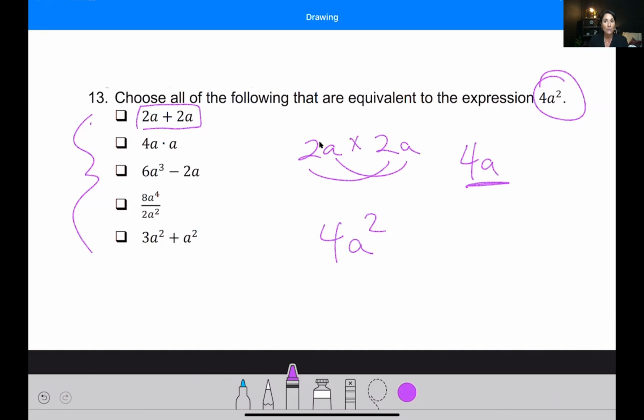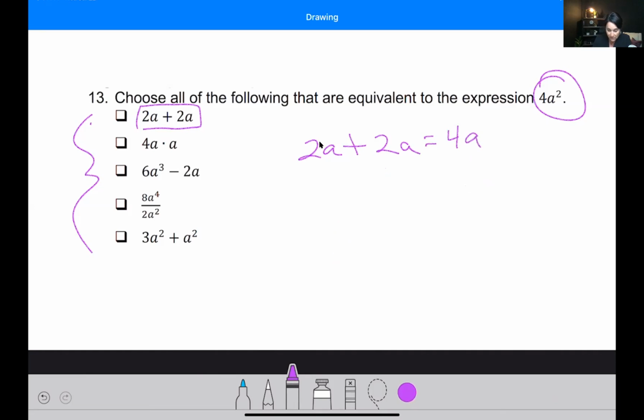In that case, it would be 4a squared, but it's not. It's just 4a because this is not multiplication, it's addition. So number 1 is not the answer, so I'm not going to check it. All right, so 2a plus 2a, let me keep these in here so that when I send this to you, you'll get it: 4a.